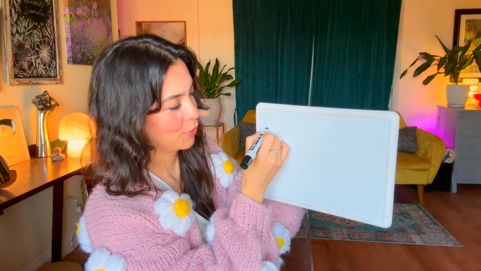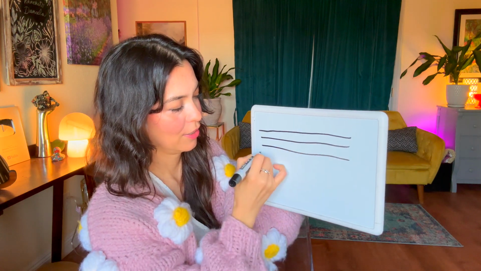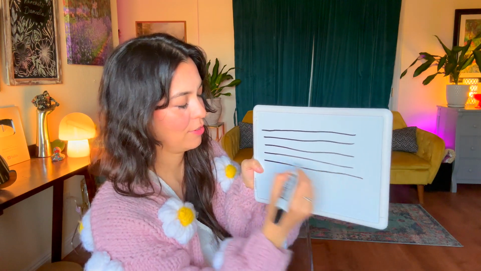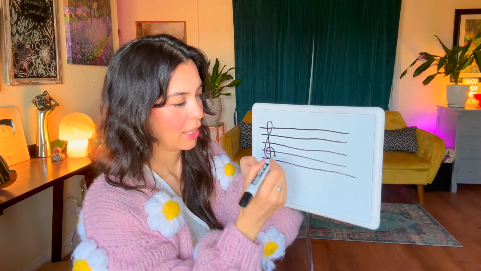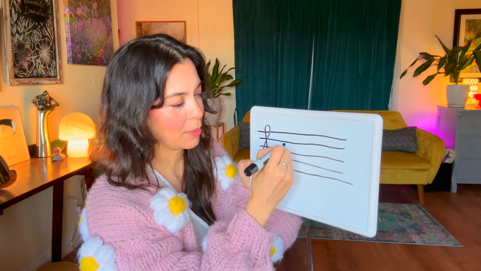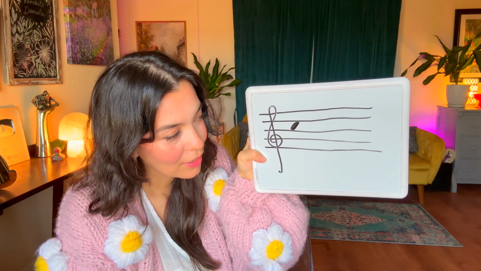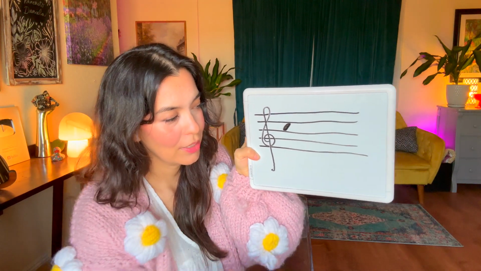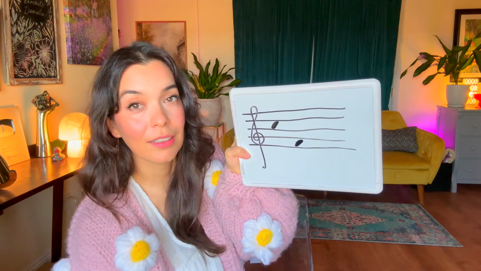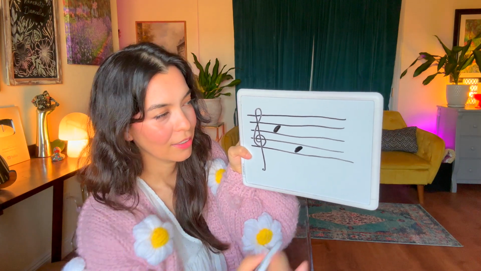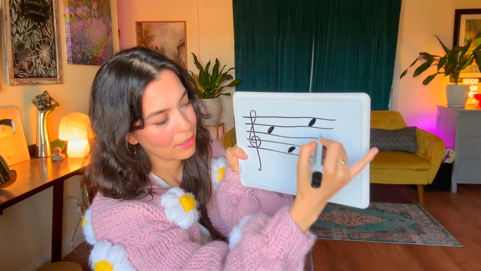Okay, so now we're gonna draw the 5 lines. 4, 5, and the treble clef. And what is the name of this one? What is the name of this one? What is the name of this one? And this one?